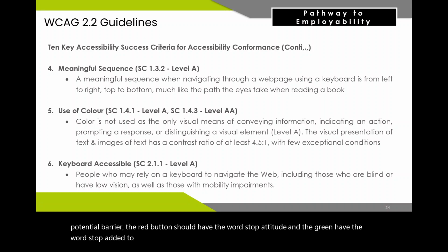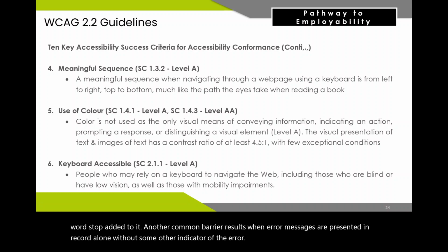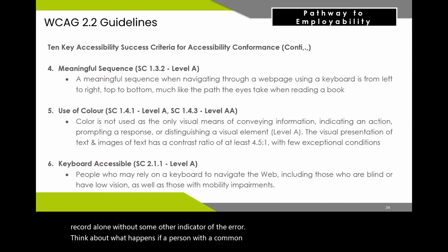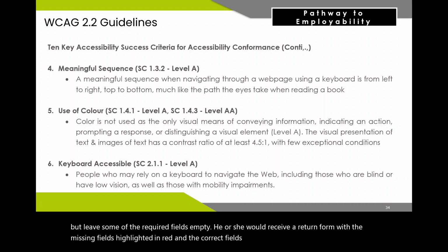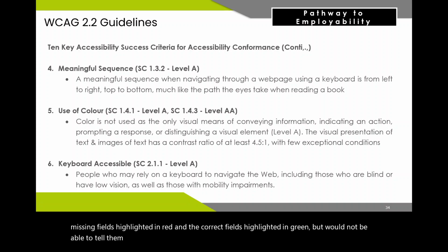Another common barrier results when error messages are presented in red color alone, without some other indicator of the error. Think about what happens if a person with a common form of color blindness submits a form, but leaves some of the required fields empty. He or she would receive a returned form with the missing fields highlighted in red and the correct fields highlighted in green, but would not be able to tell them apart. For a visually impaired person, red color alone doesn't help.